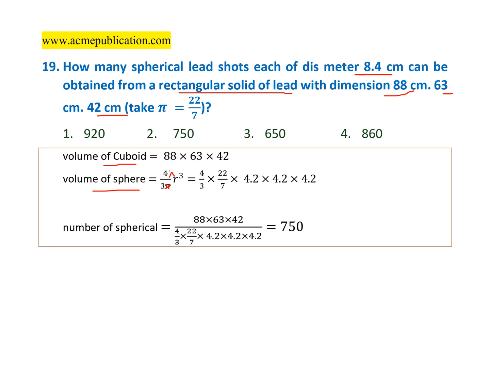The notable point is that diameter of a spherical shot is given and we have to find the radius. Radius will be 8.4 by 2, so 4.2 centimeter. After doing the calculation we get the answer and that is 750.